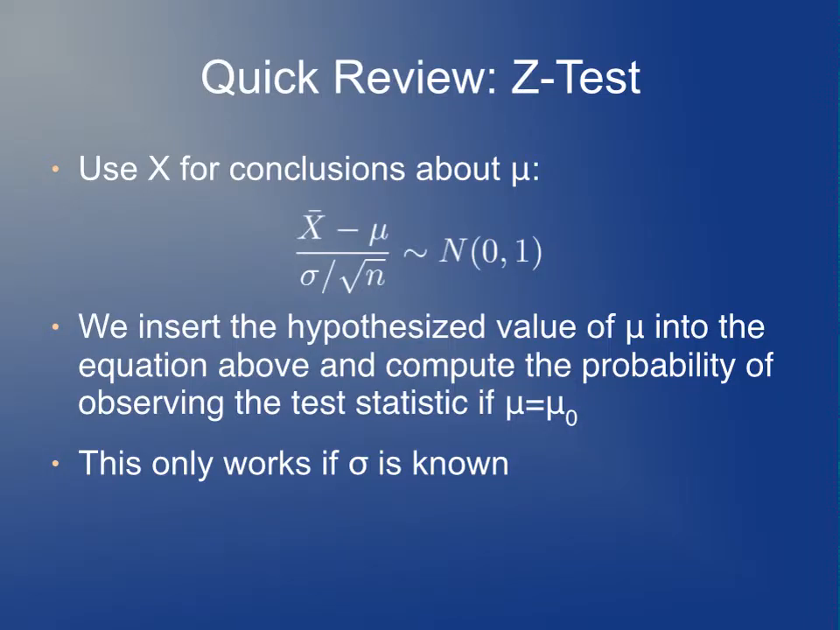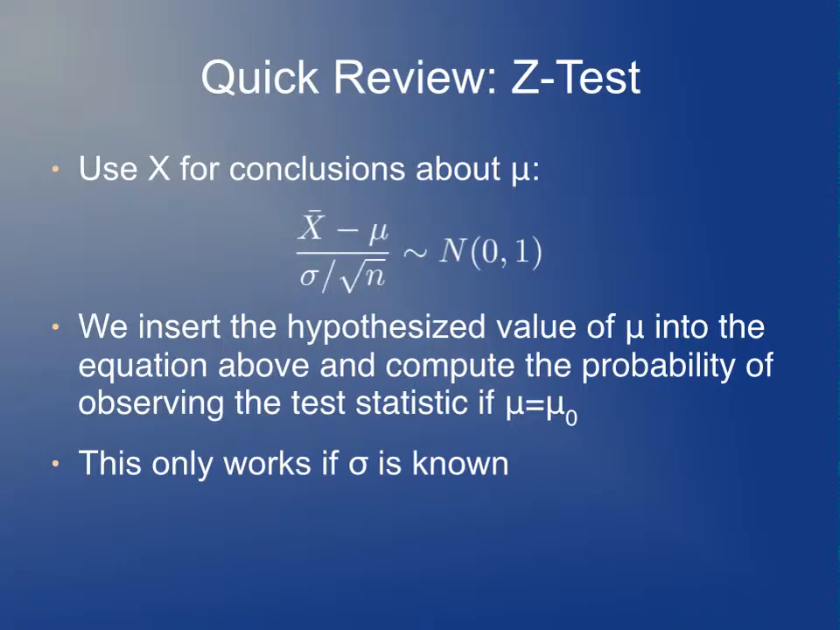So, quick review of t-tests. With the usual issue that when I convert these lectures from PowerPoint to Keynote, my X-bars all disappear. I apologize for that. You can use X-bar. The z-test is where you use X-bar for conclusions about mu. If we know the value of sigma, then if we take X-bar, the sample mean, minus the hypothesized mean divided by sigma over the square root of n, that will have a normal distribution, mean 0 and standard deviation 1.